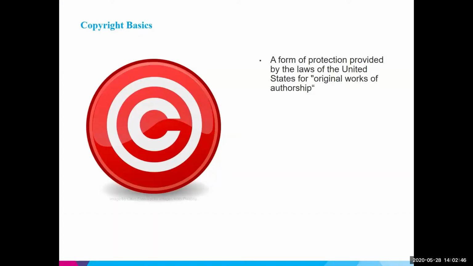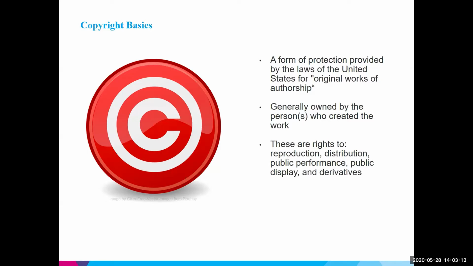And the first thing is to know what copyright is. This comes straight from the US Copyright Office. Copyright is a form of protection provided by the laws of the United States for original works of authorship. Generally, copyright is owned by the person or people who created the work. And copyright is a bundle of rights that is all together. So these are the rights to reproduction, distribution, public performance, public display, and modification of the original work, which is also called the derivative.